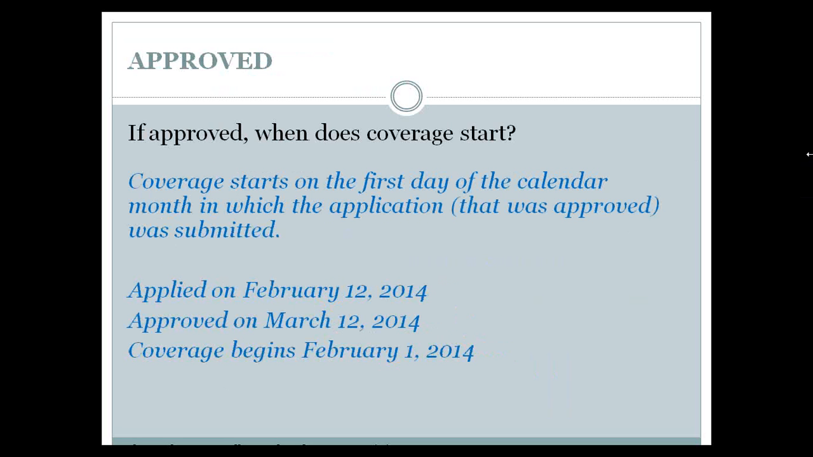A common question that we get is, I'm approved, yay. When does the coverage start? Here's the rule. The coverage starts on the first day of the calendar month in which the application that was approved was submitted. That's a mouthful. Let's break that down. You applied for someone yesterday, and you find out that you were approved, or your patient was approved, on March 12th. When does coverage start? Coverage starts on the first day of the month that you applied. Coverage starts on February 1st.